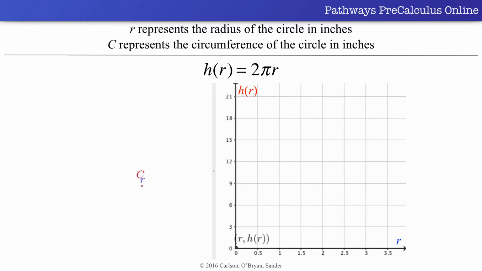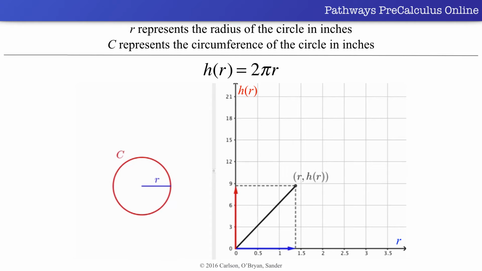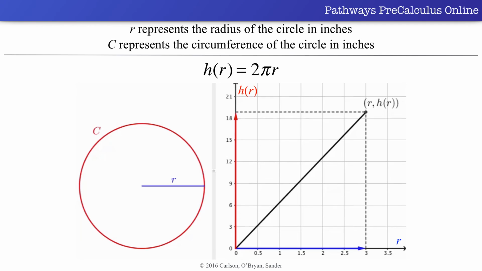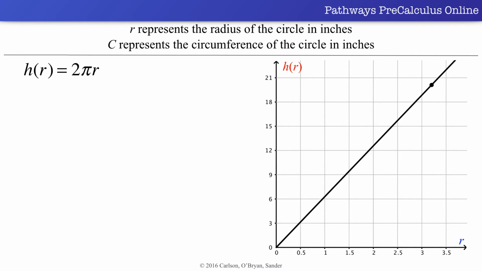Now, let's look at the graph of the function h. For any value of r, the point r, h of r, is on the graph of h. For example, the point 3.2, h of 3.2, is on the graph of h. In particular, it is the unique point on the graph of h that has a horizontal component of 3.2. We can use this point on the graph of h to evaluate h at r equals 3.2 by looking at the vertical component of the point.